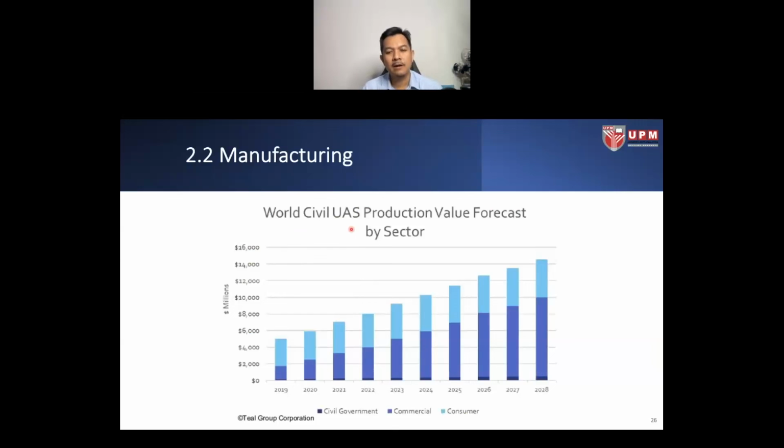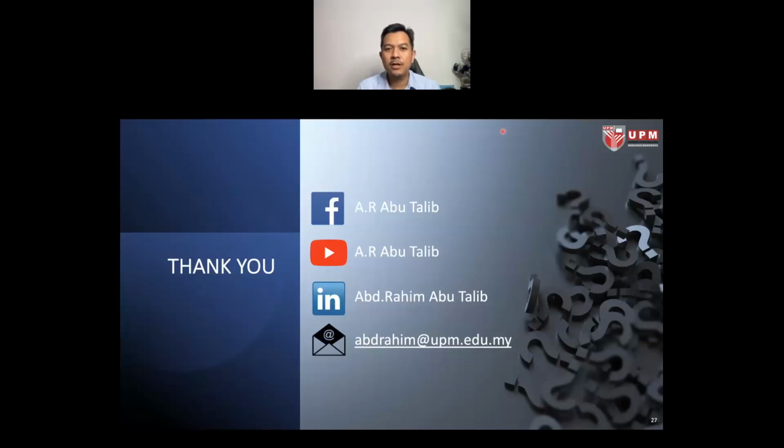World civil unmanned aerial system production value forecast by sector. So you can see civil government, the dark blue, the very thin line underneath here. The commercial sector, the marine blue, royal blue over there, and consumer, the lighter blue. So you can see that it is constantly increasing in terms of commercial and consumer compared to the civil government sector. So this is the world civil UAS production value forecast, right? So that is what I'm going to share with you tonight.